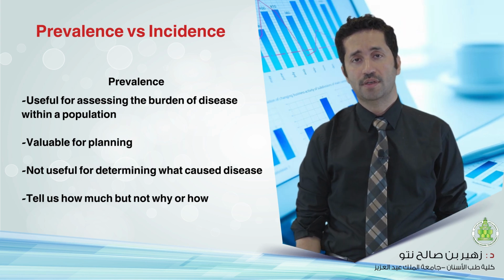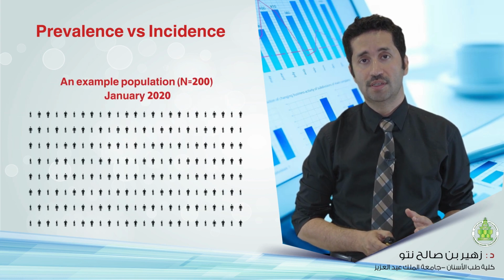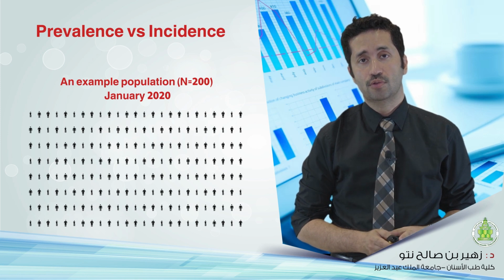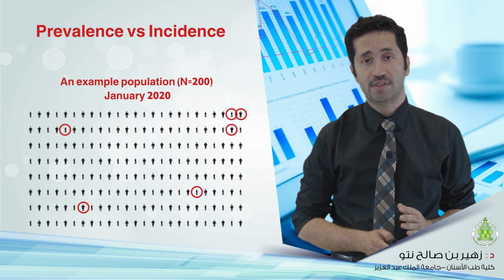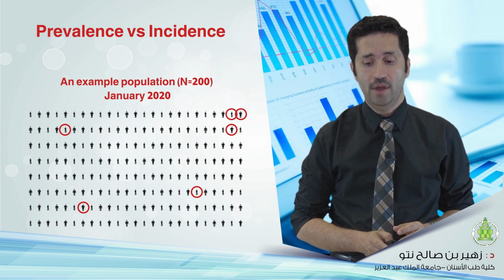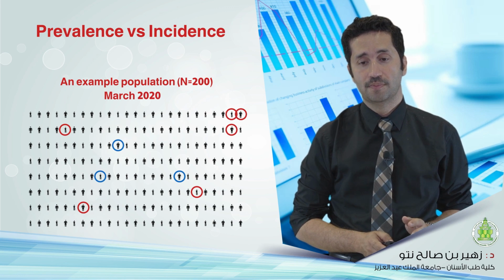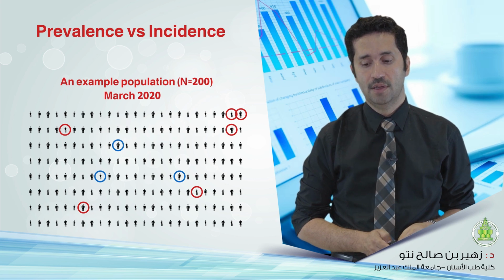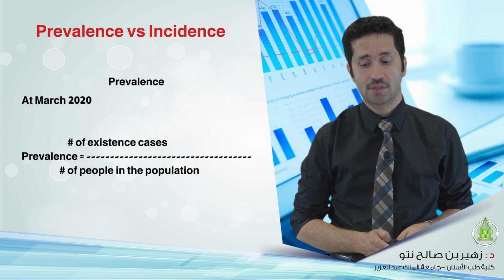So let's take the following example. Let's assume we have 200 students that we want to conduct a study on. When we start the study, 6 of them already have the disease. After a while, after 3 months, 3 new cases develop the disease. So now let's calculate the prevalence and incidence.